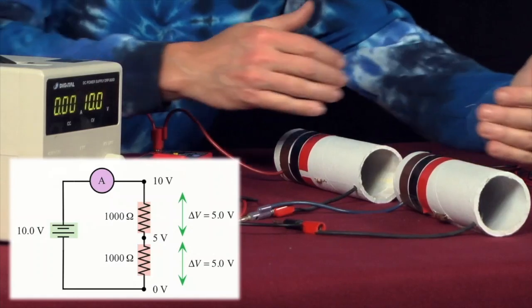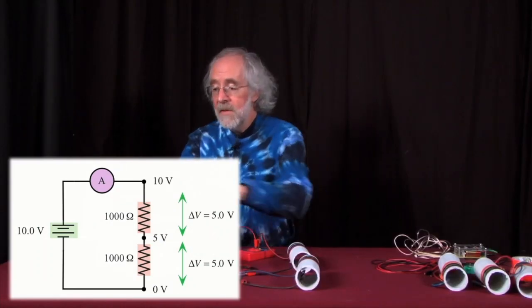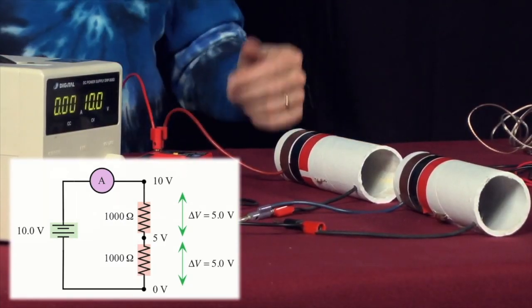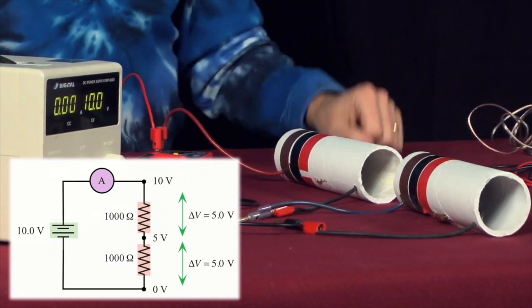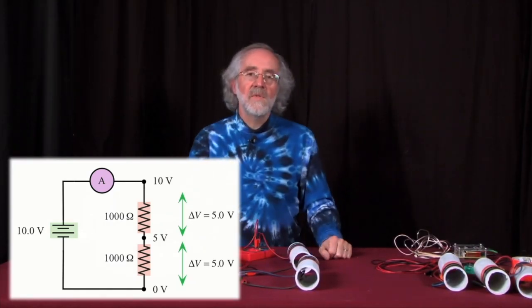So each one of these resistors now has 5 volts across it. Okay? 10 volts from the power supply, 5 volts here, 5 volts here. In some sense, they share the voltage. It's split between the two. So I've got 5 volts across this resistor, 5 volts across this resistor.